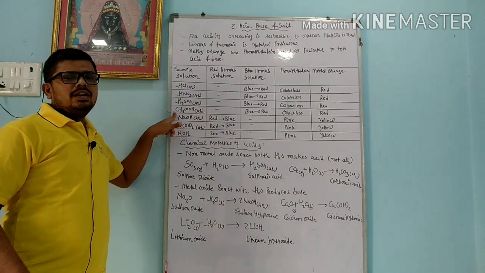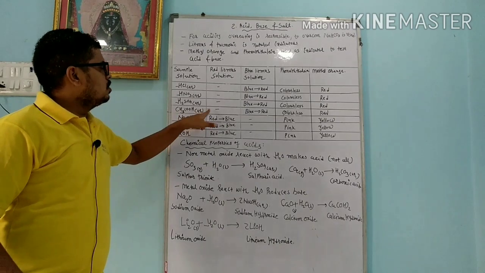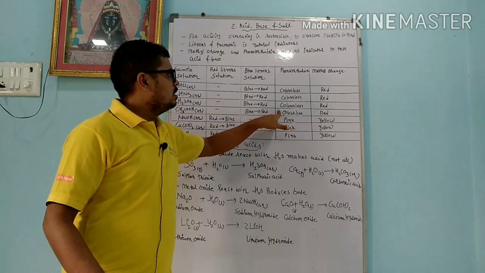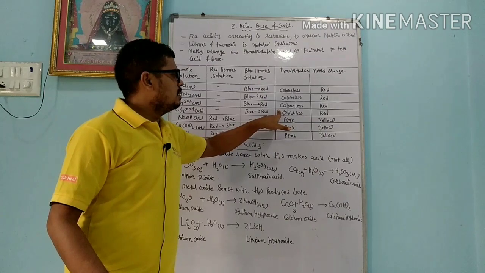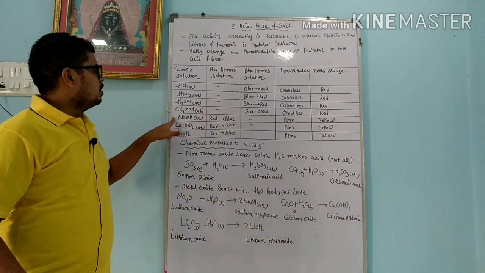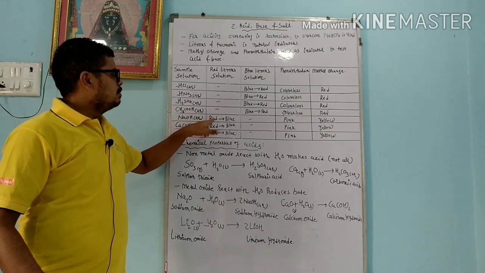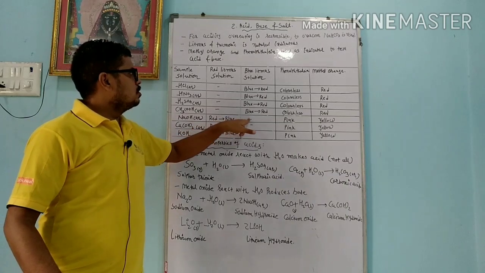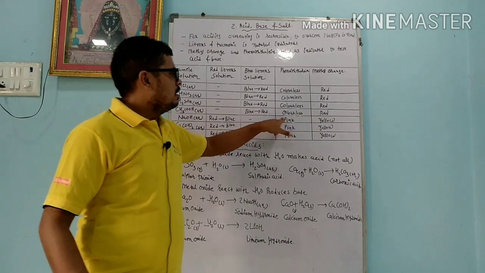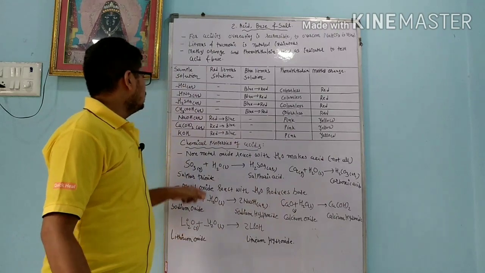Acetic acid, ethanoic acid, is used in vinegar. It does not change red litmus paper blue, but changes blue litmus paper red. In phenolphthalein it is colorless. In methyl orange it is red. Sodium hydroxide, caustic soda, changes red litmus paper blue, and does not change blue litmus paper red. In phenolphthalein it is pink. In methyl orange it is yellow. So we can judge that it is basic in nature.